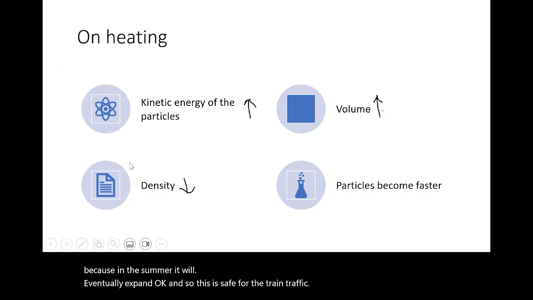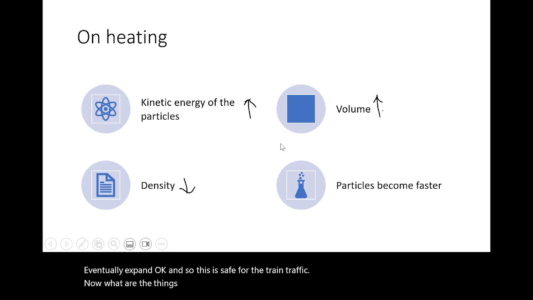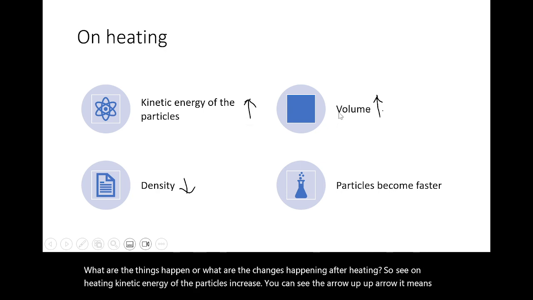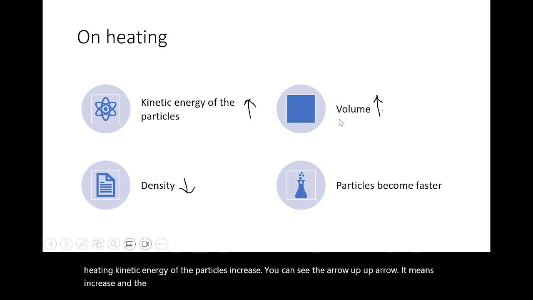Now what are the changes that happen after heating? On heating, the kinetic energy of the particles increases. You can see the up arrow, it means increase. The volume also increases, the density decreases, and the particles become faster.